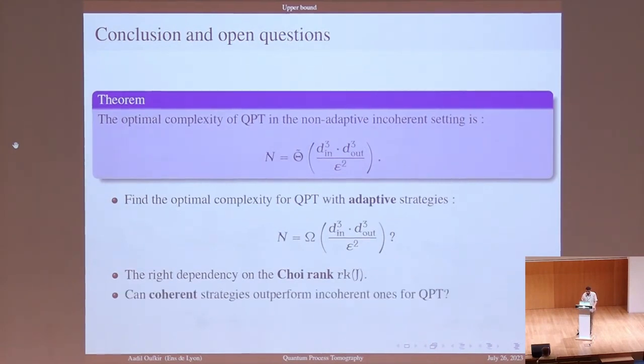And finally, we know that for the problem of quantum state tomography, if we allow to use the black boxes in parallel, so this is what we call coherent setting, we can improve the copy complexity by a factor of dimension. So it is interesting to study the coherent setting for the problem of quantum process tomography, and to analyze whether coherent strategies can outperform incoherent ones for the problem of quantum process tomography.